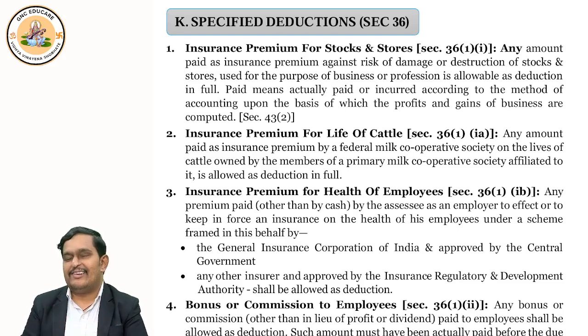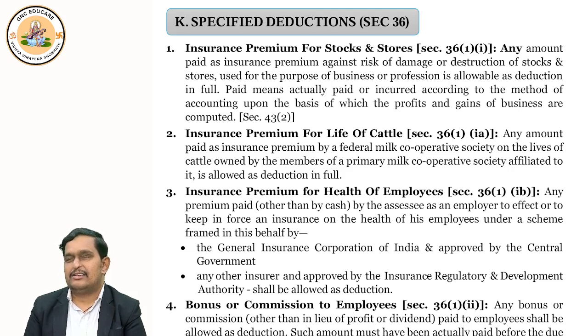Now, in this video, we'll discuss specific deductions under section 36. Everybody knows the accounting P&L account, correct? Where on the credit side we write all the incomes and on the debit side we deduct all the expenditures to get the net profit. Similarly, in income tax, we write section 28 and 41 as incomes. From that, we'll deduct deductions under section 30 to 37.